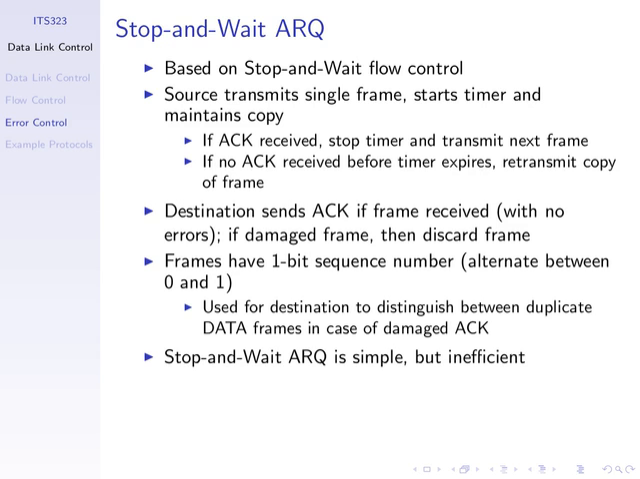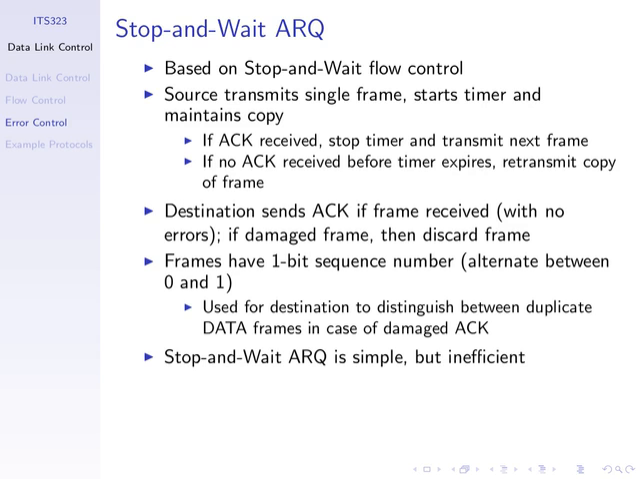The destination that receives data, whenever it receives a frame, it sends an ACK if that frame is received with no errors. So if everything's okay, receive data, same as normal stop and wait flow control, receive data, send an ACK.